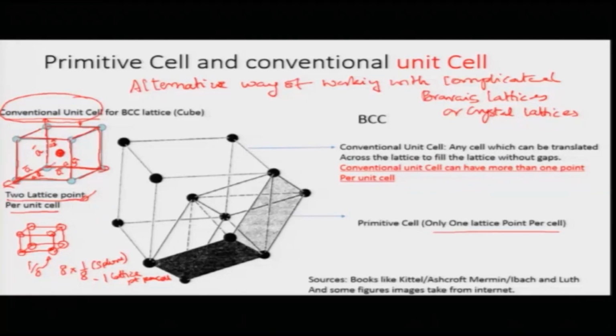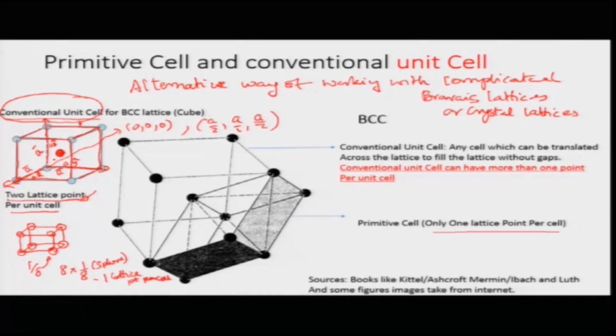You can define the location of the 2 points per cell. One is at 0 0 0 and the other is at a by 2, a by 2, a by 2. This is the location of the 2 points per conventional unit cell, and if you translate this now across the entire cell, you will make up the entire lattice.